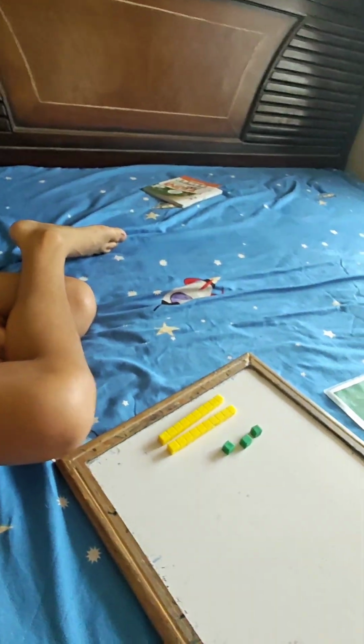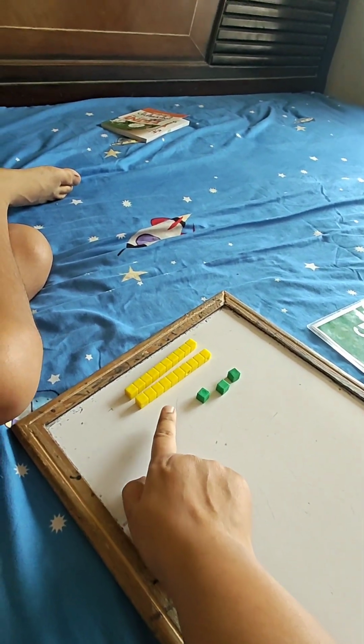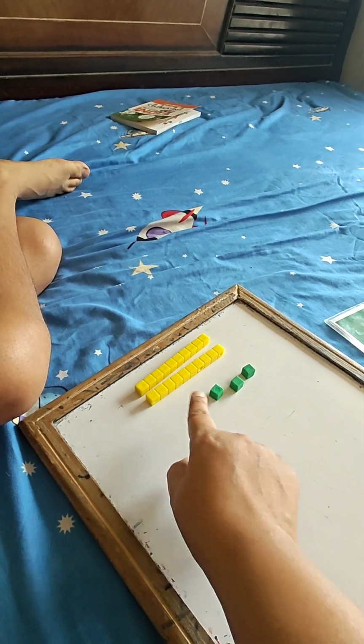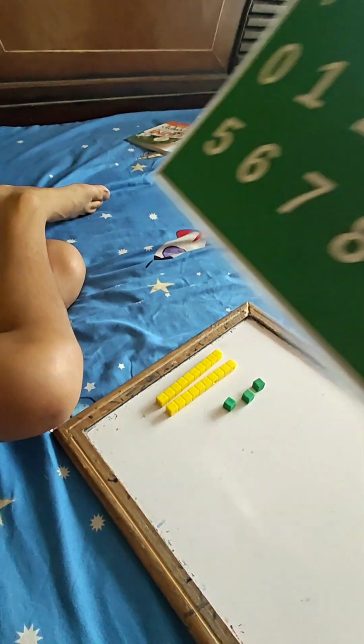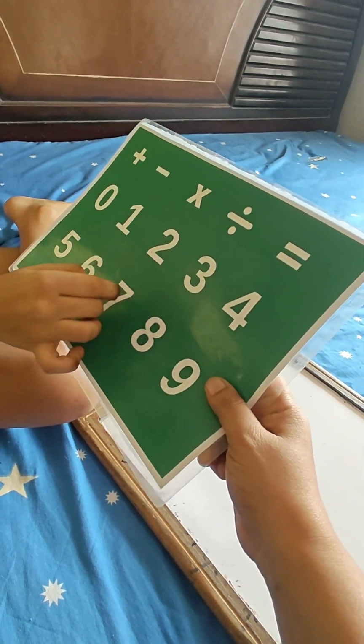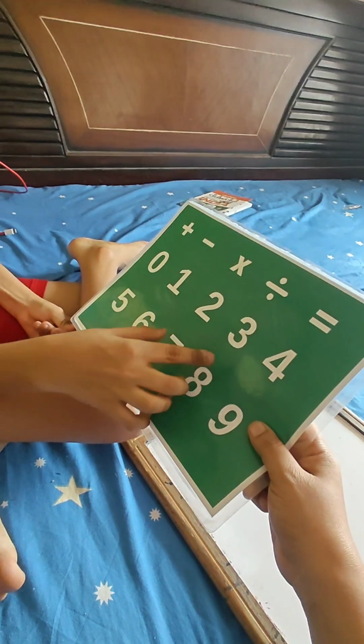Sriram, today we will learn a little bit about decimals, okay? We'll just have an introduction. So, what number is this? See, we have two yellow 10 rods and three 1 cubes. So, it is 20.